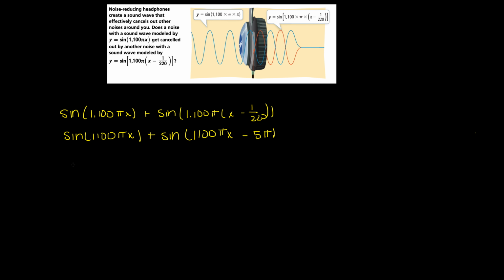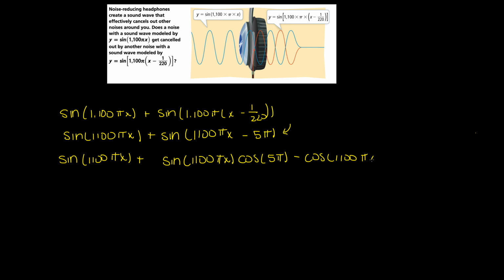Okay, so now looking at this, we have a difference formula that's going to be used on this second sine. This first sine is still going to be the same. So sine of 1100 pi x plus, let's do sine of 1100 pi x cosine of 5 pi minus cosine of 1100 pi x sine 5 pi.